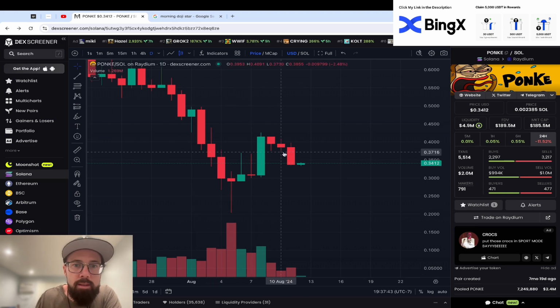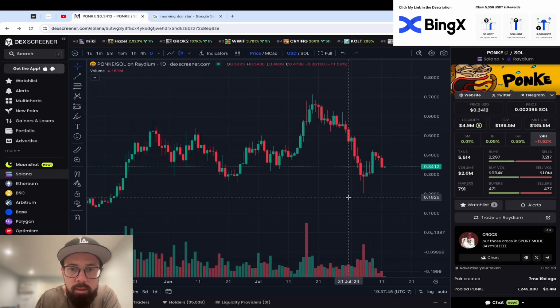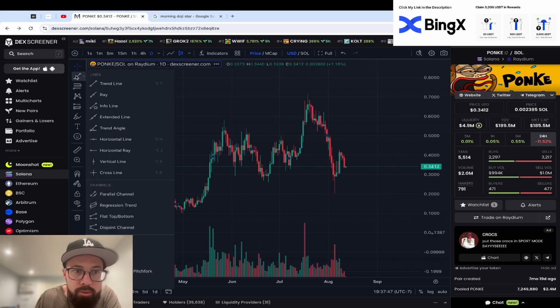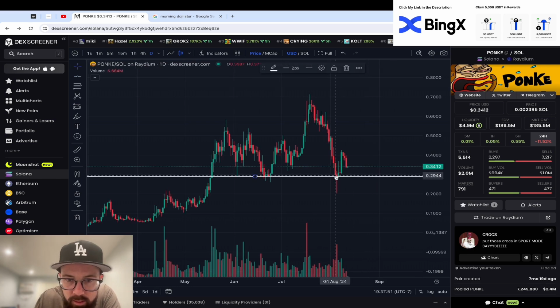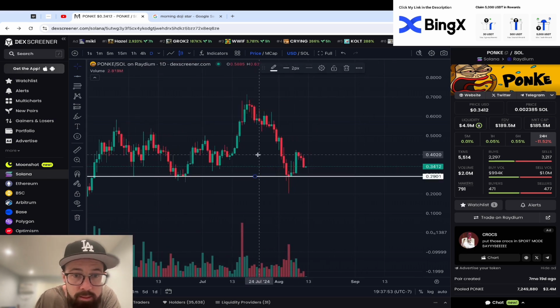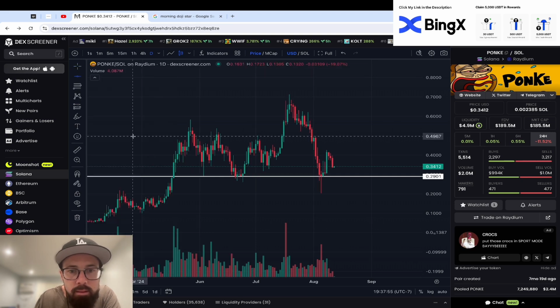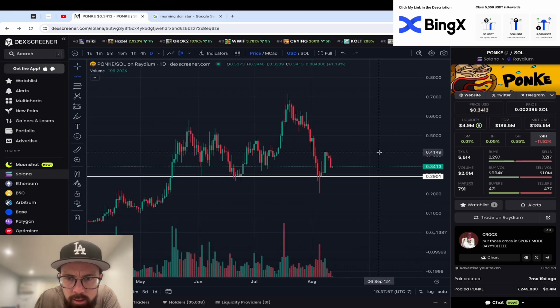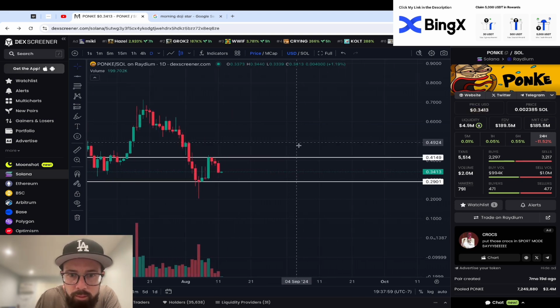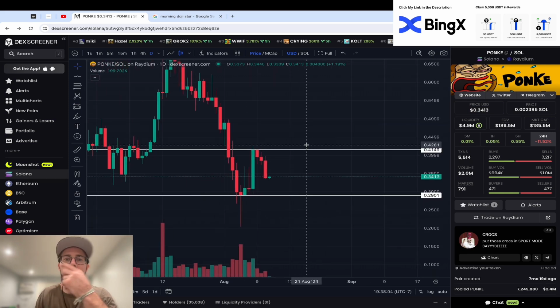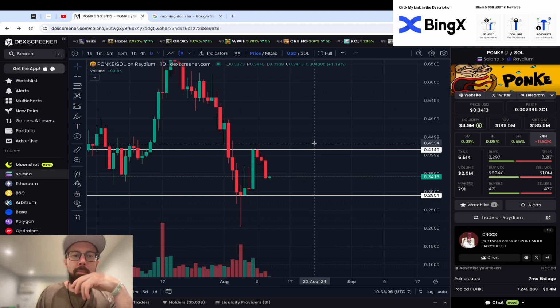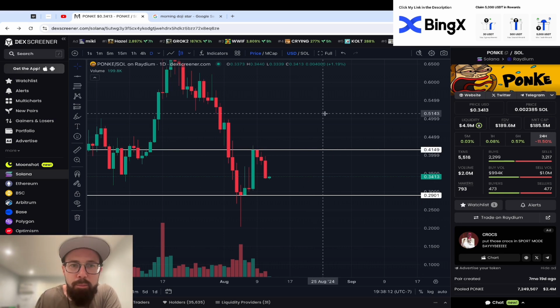So moving forward, levels I'd be looking at are this one, 29 cents. And 41.4, all right? So until something breaks out one way or the other, I'm not making my mind up on this token quite yet. So that's what Ponky is looking like.